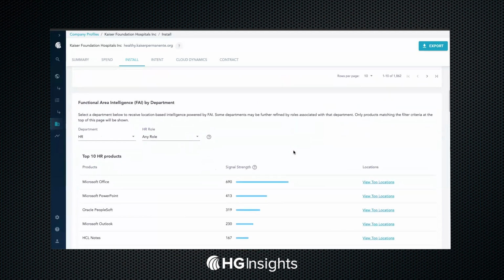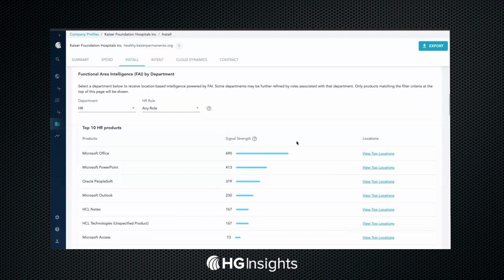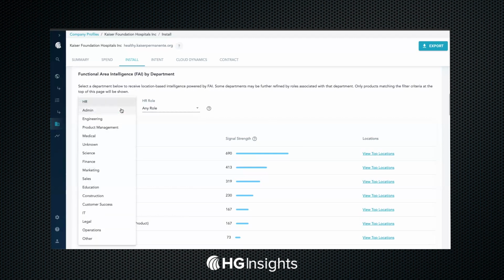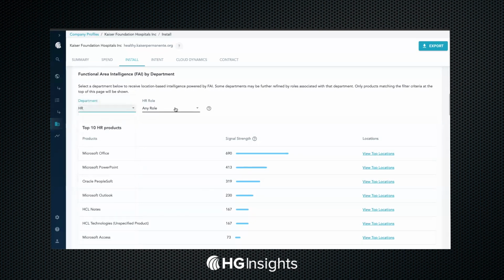Of course, in certain instances, we can use functional area intelligence, which is a really insightful product adoption view where we're able to see at the department and even role level which technologies are being used. The veracity of use there, you can see through the signal strength. In this particular instance, we're looking at HR specifically across any role, and just an example of some of the other departments we can get a view of here: engineering, finance, marketing, and then which roles. I haven't selected any specifically here, but we could if we wanted to.